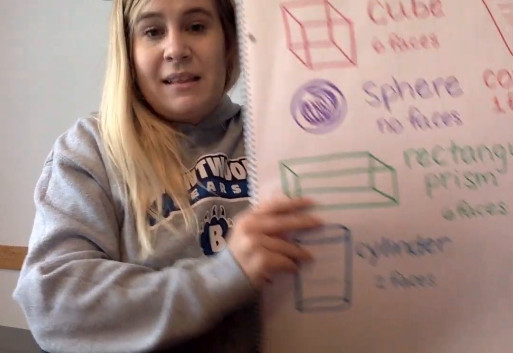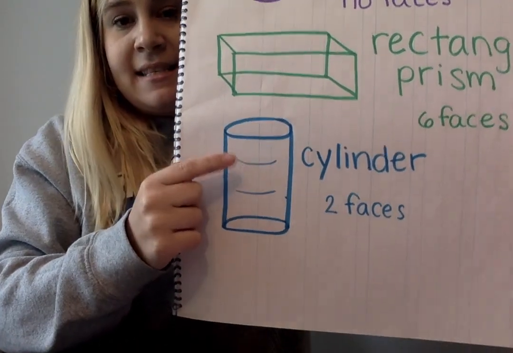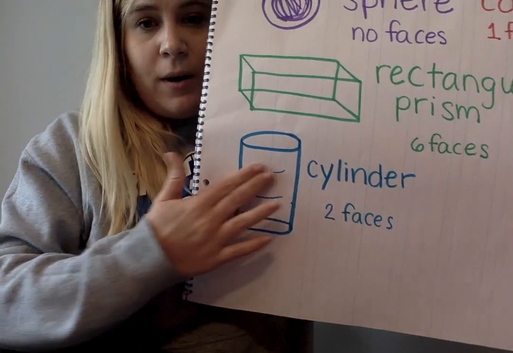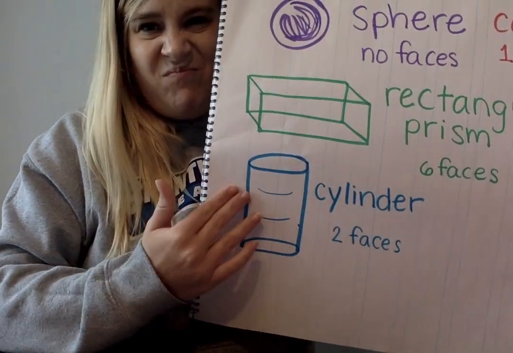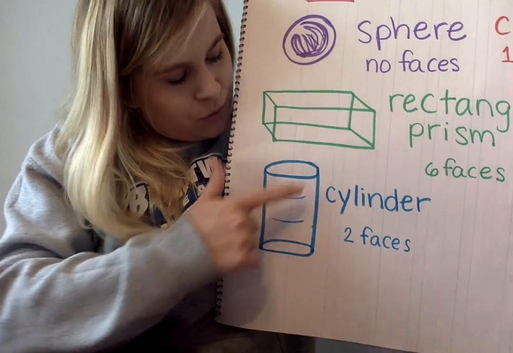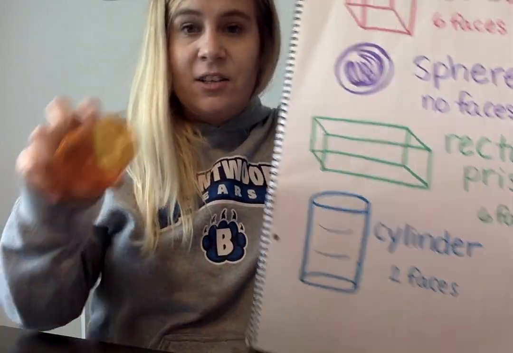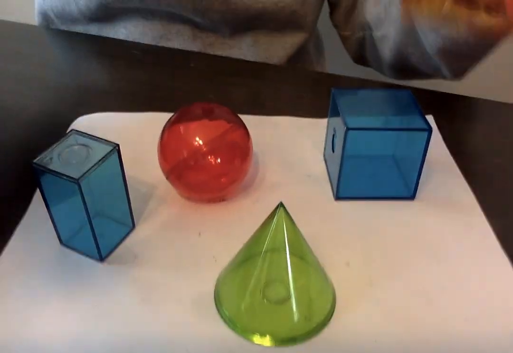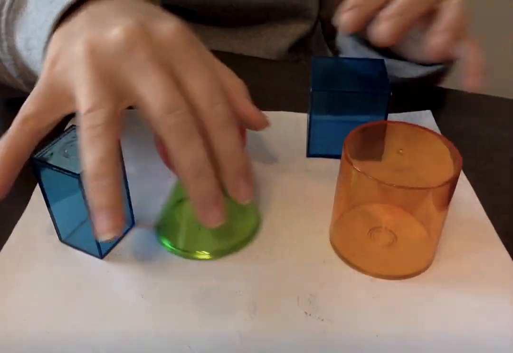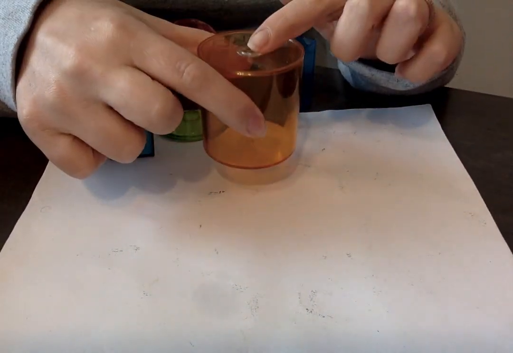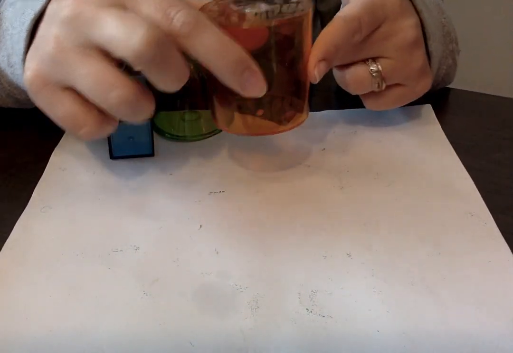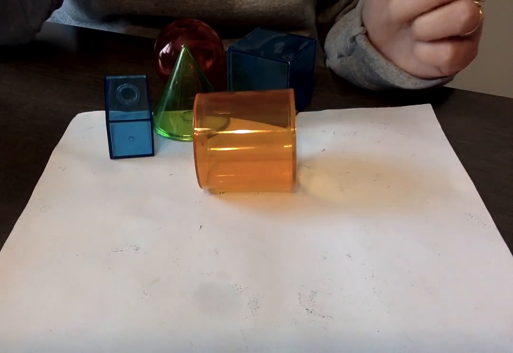Okay. My last one is a cylinder. A cylinder has a rounded side and 2 faces. And it looks like this. It's kind of got 2 circle shapes on the top and the bottom, and then 1 rounded side. So if I put it here, this is a face because it sits flat. And this is a face. It has 2. 1, 2. But this is a rounded side. It's not a face because it doesn't sit flat.